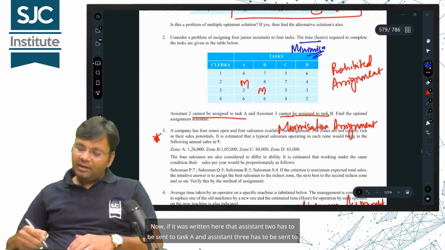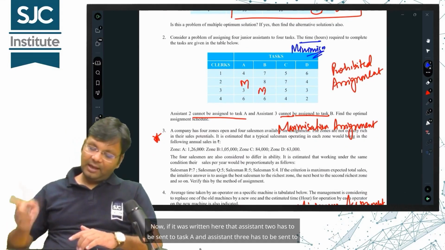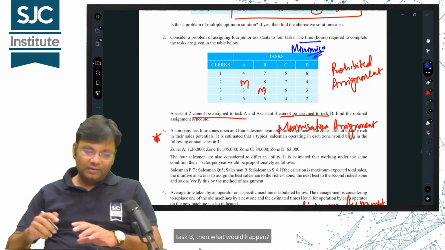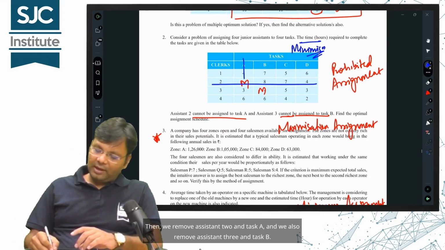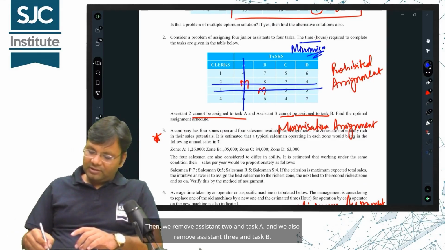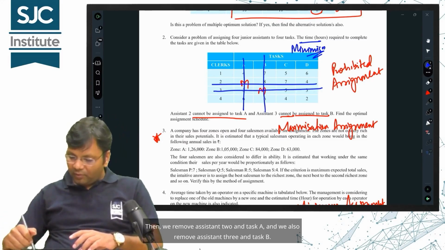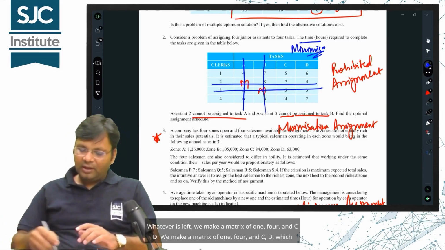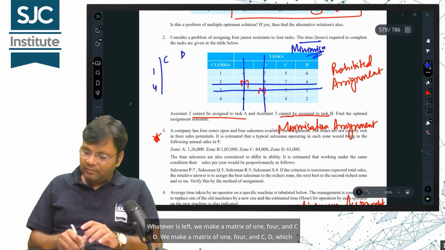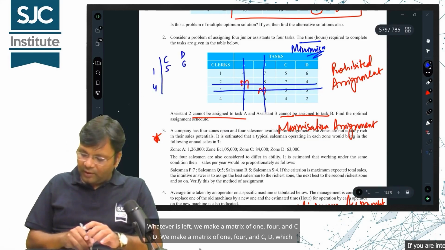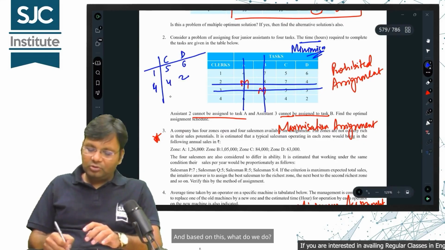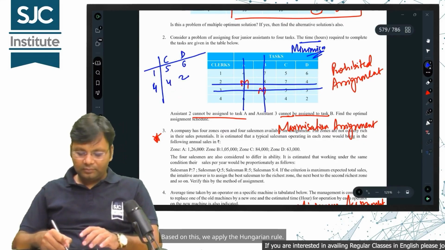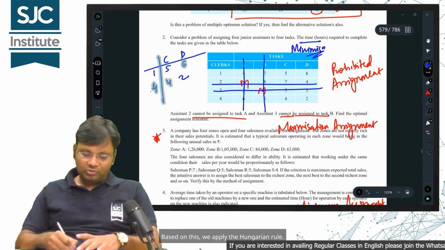Now, if it was written here that assistant 2 has to be sent to task A and assistant 3 has to be sent to task B, then what would happen? Then, we remove assistant 2 and task A, and we also remove assistant 3 and task B. Whatever is left, we make a matrix of 1, 4 and C, D, which comes out to be 5, 6 and 4, 2. And based on this, we apply the Hungarian rule.